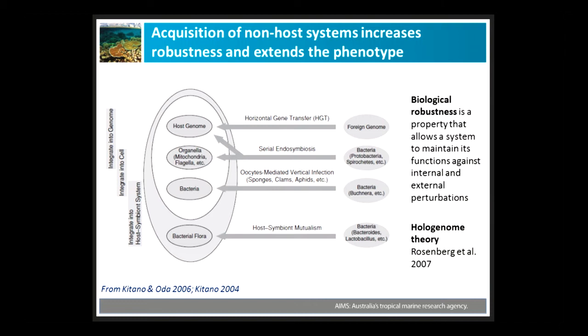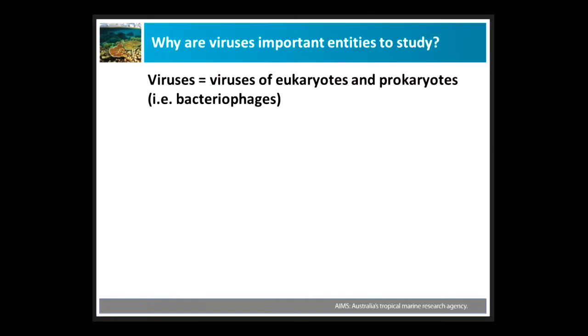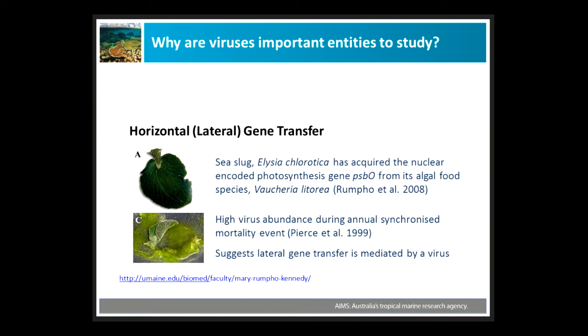Now, when I say viruses, I talk more generally about both the viruses associated with eukaryotes as well as the viruses associated with prokaryotes, which are more commonly known as bacteriophages or simply phage. Now, why are viruses important entities to study? Well, first of all, viruses are often responsible for one of those processes of the acquisition of non-host systems, lateral or horizontal gene transfer, the acquisition of genes from another species. And this is a nice example here, I think. The sea slug feeds on a green algae and then uses the chloroplast to photosynthesize.